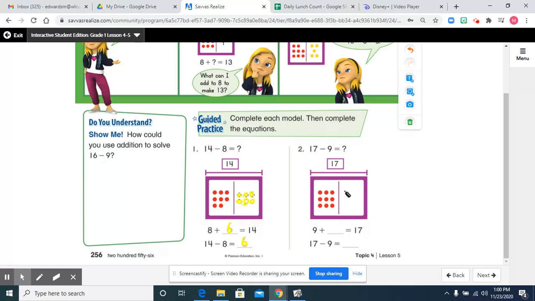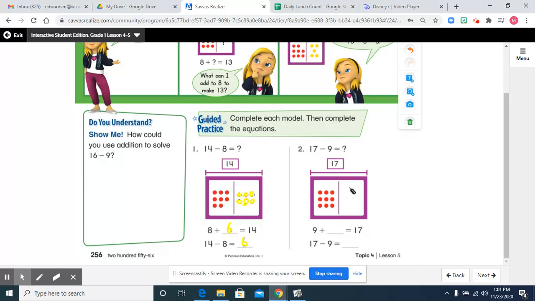Okay, number 2, they have 17 minus 9, and they decided that 17 was the bigger number, so that's the whole. And then they stuck 9 red counters in this part. Now we have to figure out this part. Okay, so we have to get to 17, and we only have 9 counters. Okay, let's start adding counters to see how many more we need to get to 17.